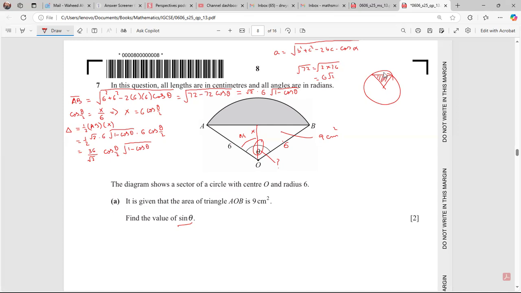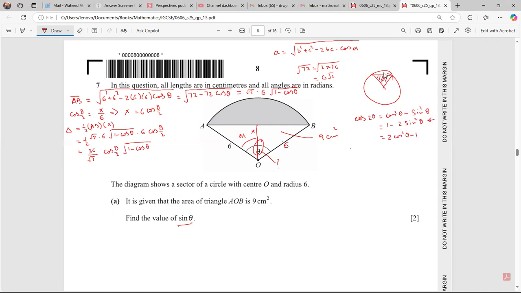Now we have to use some tricks here. Remember, cos 2 theta is equal to cos squared theta minus sine squared theta. These are formulas you should know by heart all the time. Or if I replace cos squared by 1 minus sine squared, it becomes 1 minus 2 sine squared theta. Or if I replace sine squared by 1 minus cos squared, it becomes 2 cos squared theta minus 1. So I will use this middle identity, this one.